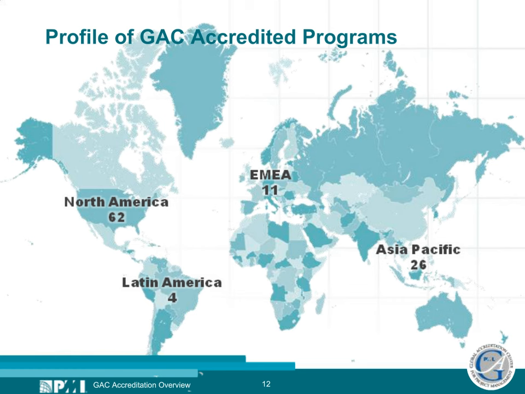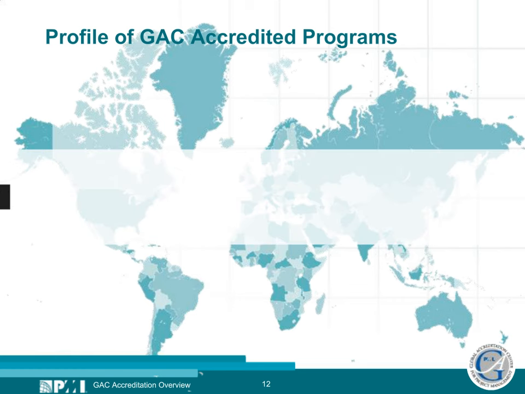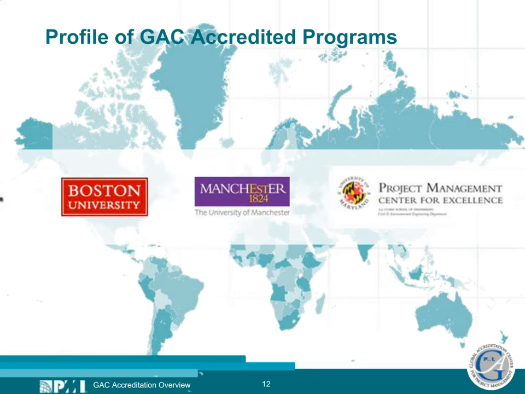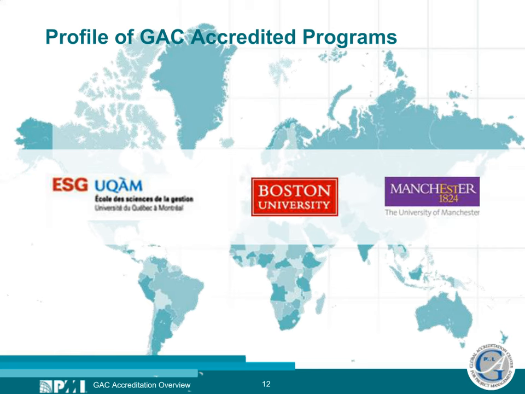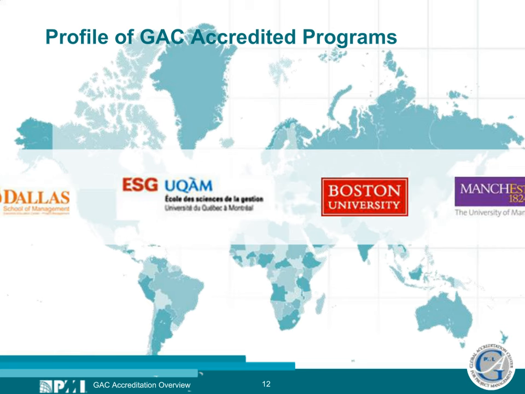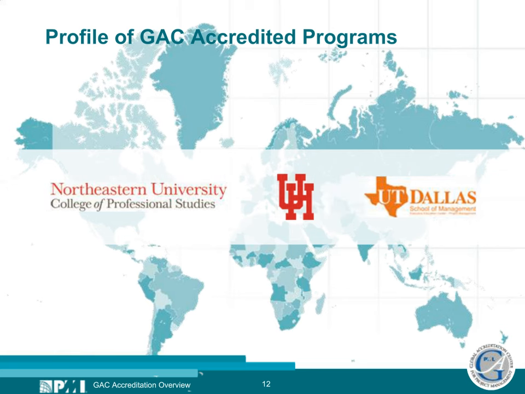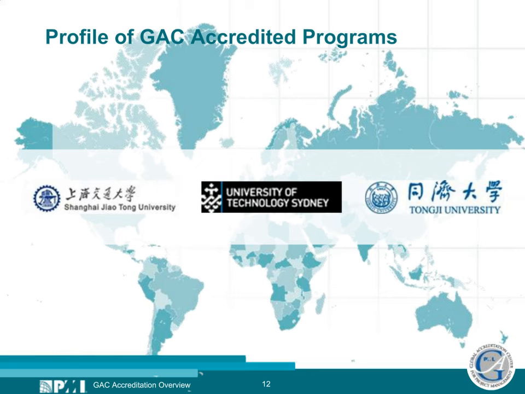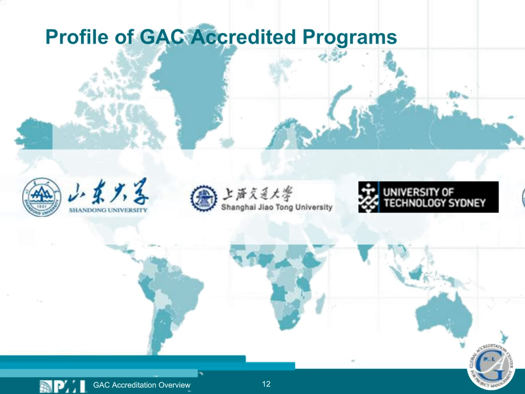This slide speaks to the global reach of GAC accredited programs. As noted earlier, GAC has 103 accredited programs in 56 institutions in 16 countries. The majority of the programs are in the U.S., but nearly 24% are in the Asia-Pacific region, with a strong presence in Asia, in China, and Australia.